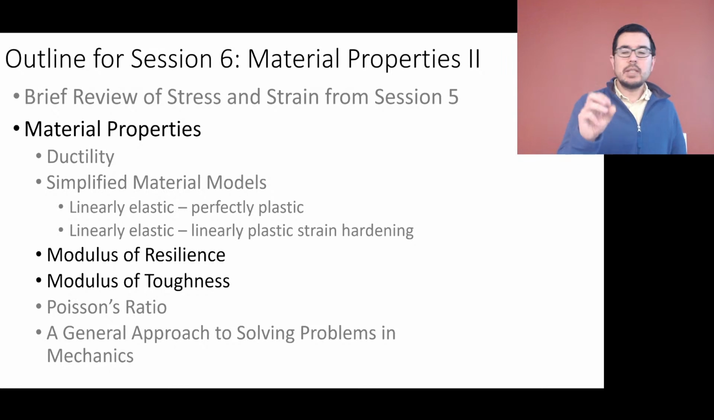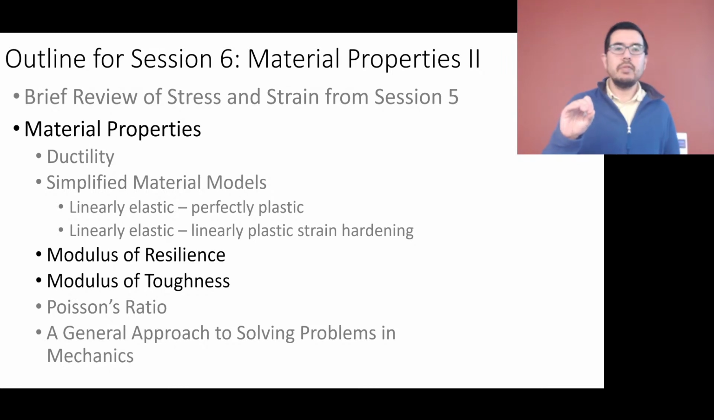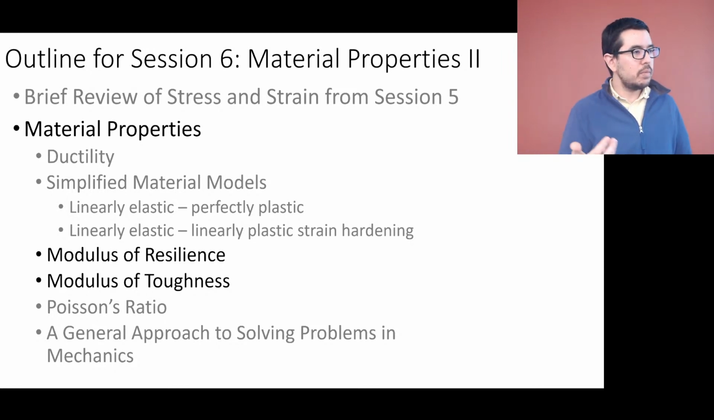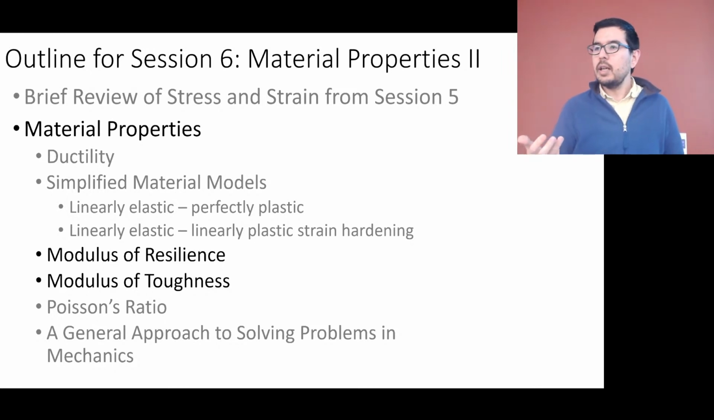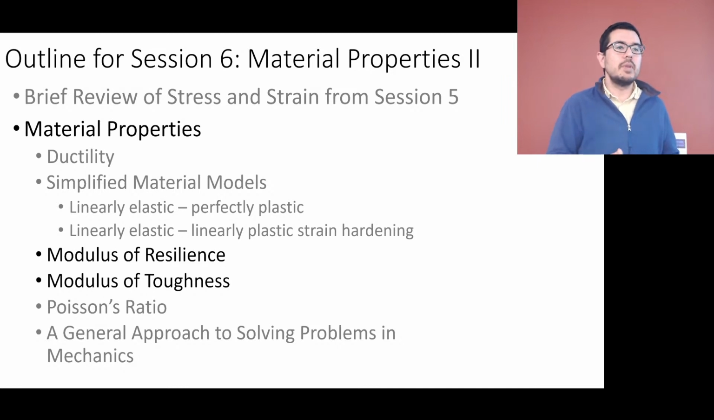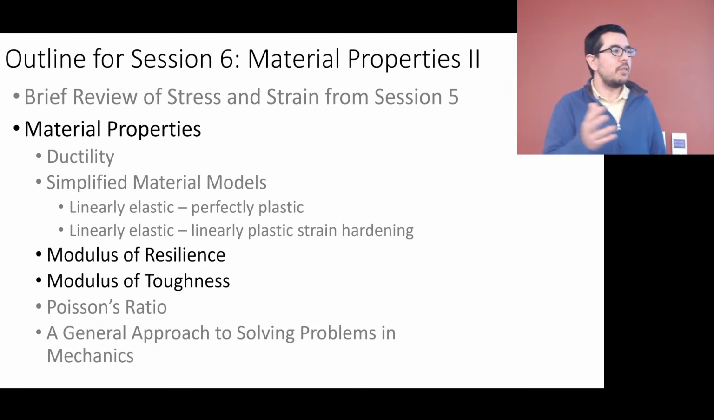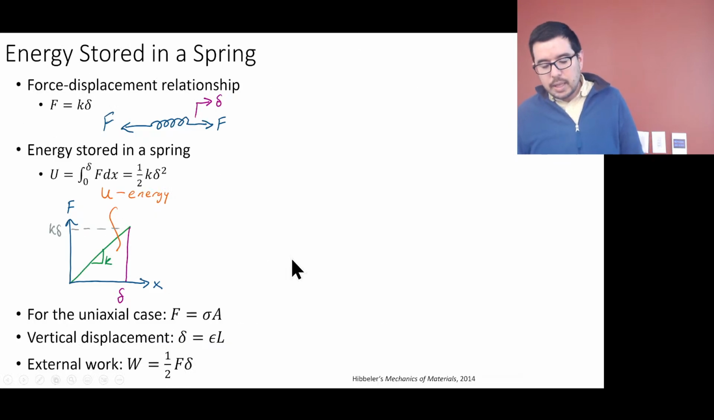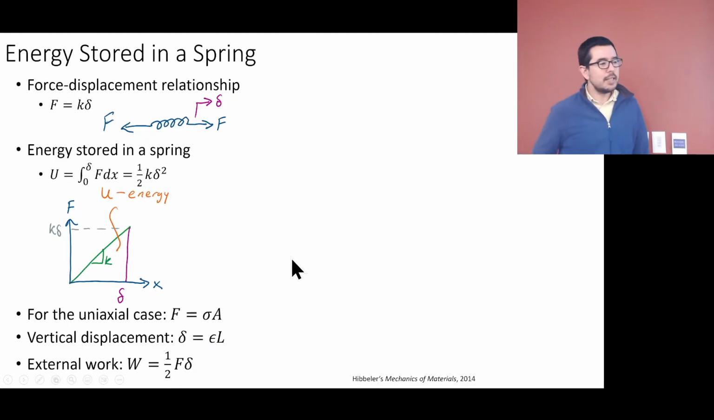I'll try to explain when we get to toughness how something could be tough, but not necessarily super ductile, okay? Even though we have those other metrics for ductility, with the percent elongation and the percent change in cross-sectional area, you could potentially have a material that's very tough, but still doesn't neck as much. It'll become obvious when we look at the graph how that can happen. But first, let's talk about springs again.